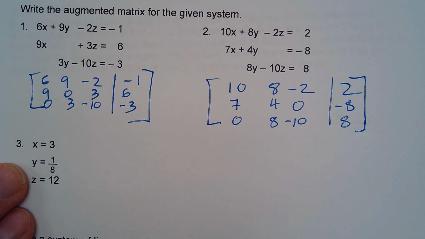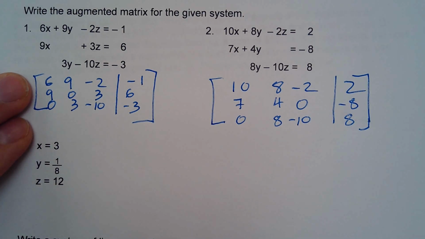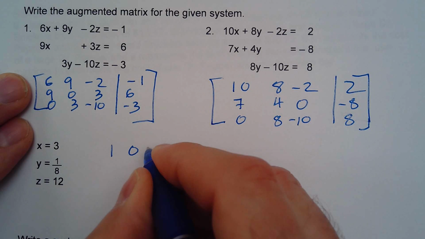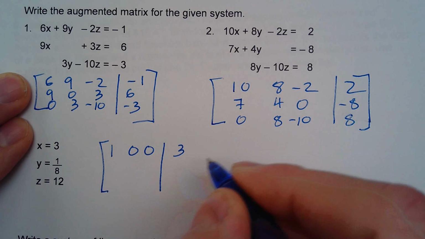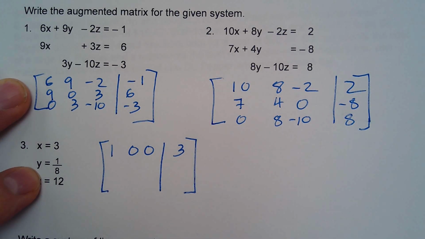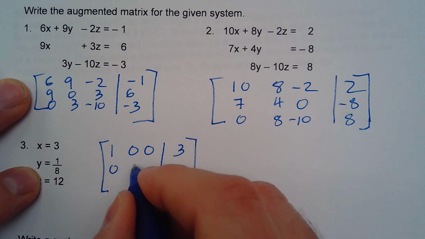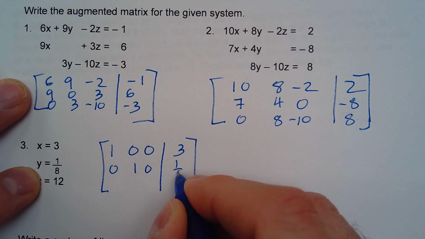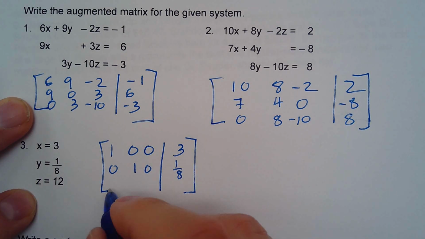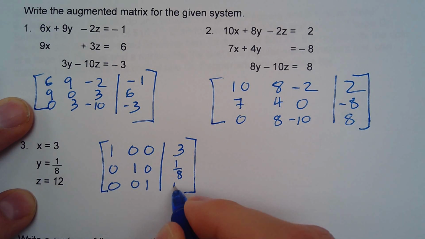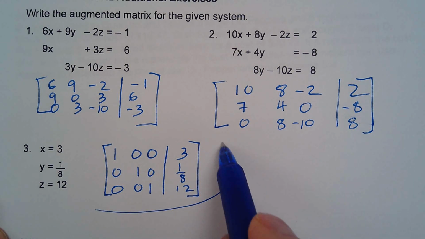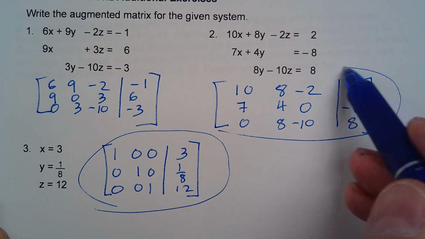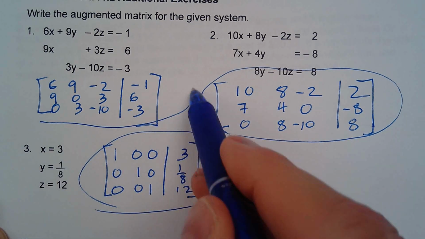For number 3, we have x equals 3, so I'm going to write 1, 0, 0, 3. y equals 1/8, so 0, 1, 0, 1/8. z equals 12, 0, 0, 1, 12. So we're just writing down what the corresponding augmented matrix is.